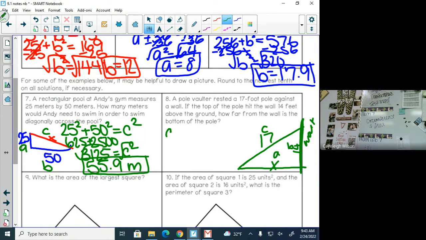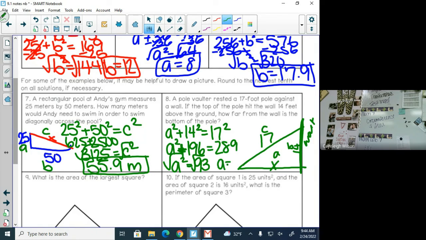All right, so my A squared plus my B squared equals my C squared. So that's A squared, I think that's 196, plus 196 equals 289. Is that right? Anybody? Yeah. All right, so 289 minus 196, so that's A squared equals 93. Square root of 93, and I get that side is 9.6. That's B. Yeah, 9.6.